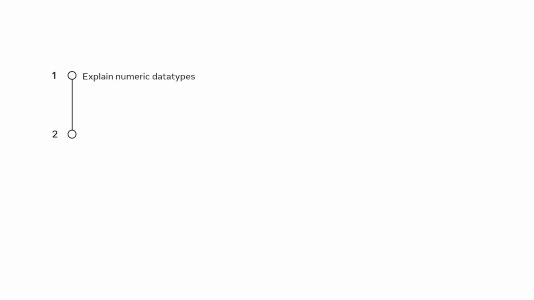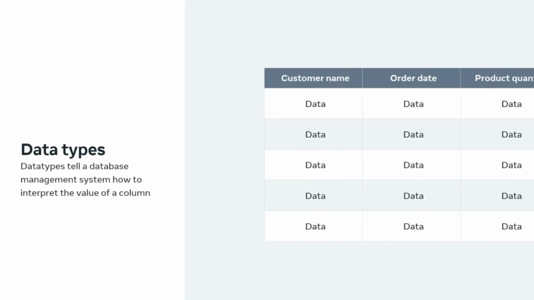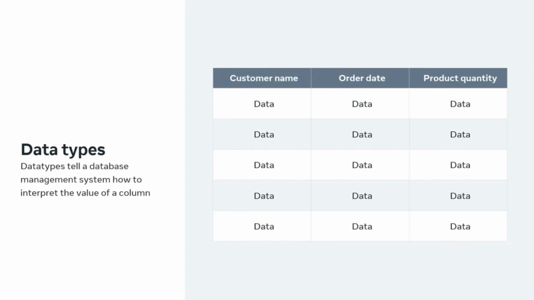Over the next few minutes, you'll learn how to explain the numeric data type in a database and differentiate between integer and decimal data types. Before you begin exploring numeric data types, let's take a moment to explore the concept of data types. When you create a table in a database, you need to define column names and the data type of the content that will reside in those columns.